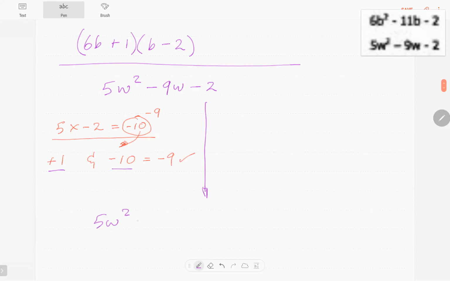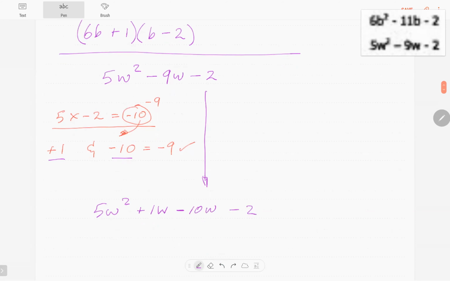So this then becomes 5w squared, and let's put the plus 1w this time. Plus 1w minus 10w and then minus the 2. So this inside is what we got from this and this. And they add back to negative 9w. That's what we must have. It must go back to what we had before.